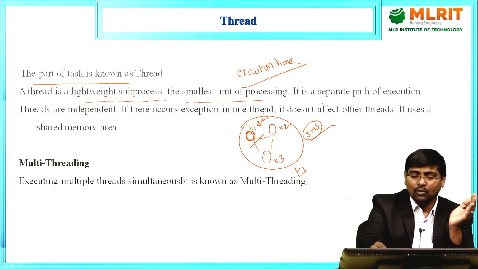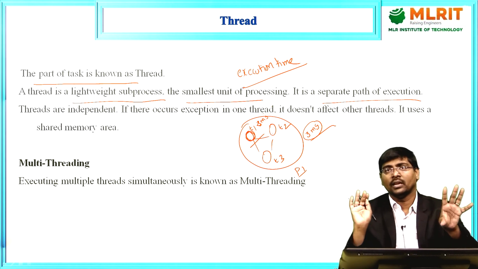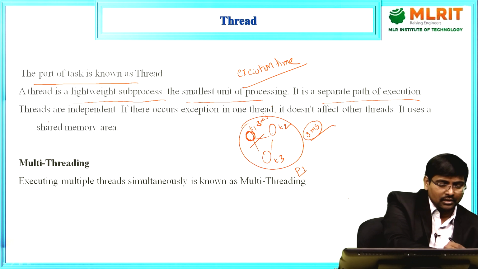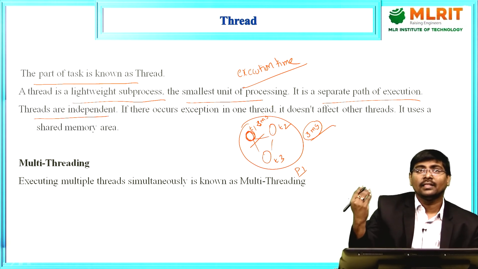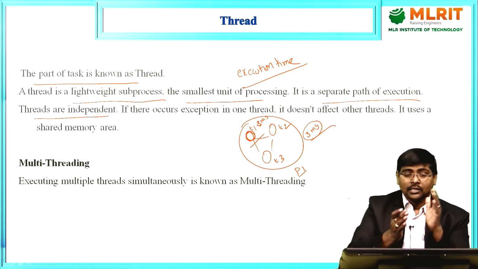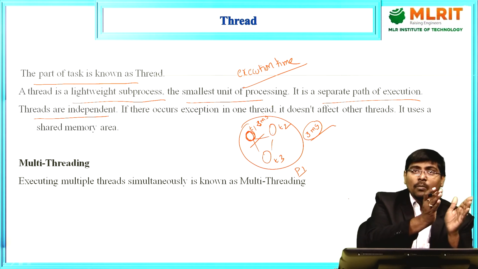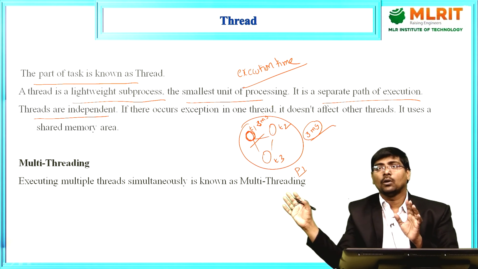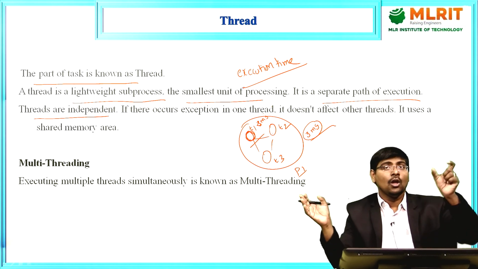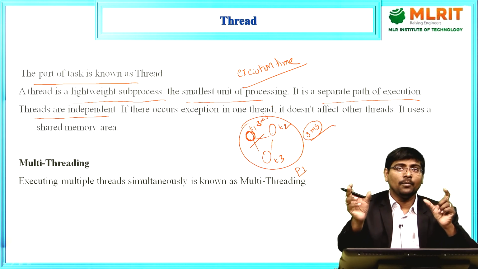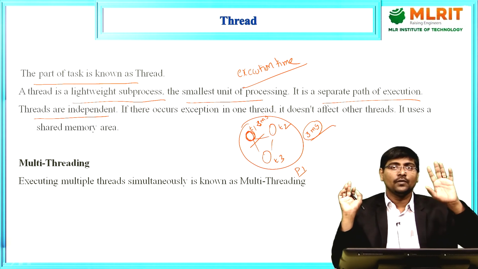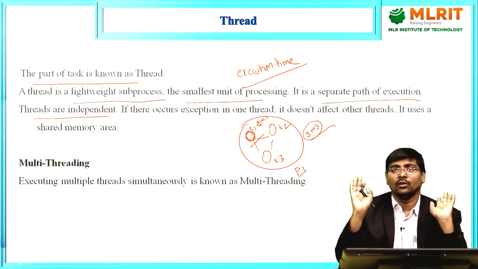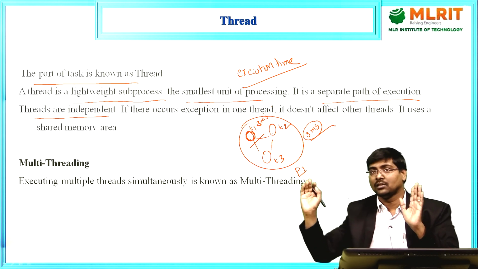Each thread has a separate path. One thread does not depend on another thread. See this one? This is the meaning. Threads are independent. Suppose there is a problem in one thread, now what about the other threads? There is no problem. It does not affect them. Why? One thread does not communicate with another thread. So if there is a problem in thread 1, it does not affect thread 2 or thread 3.